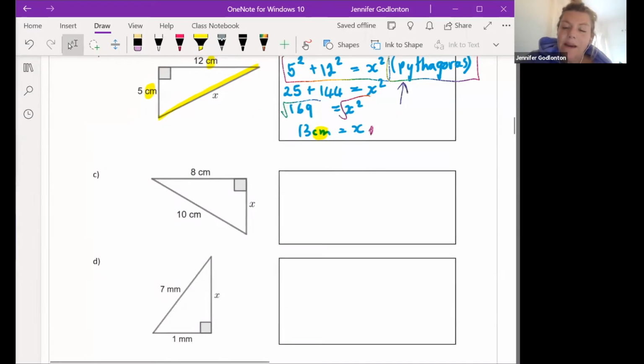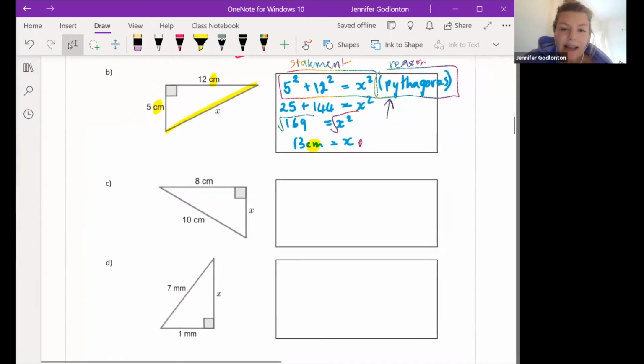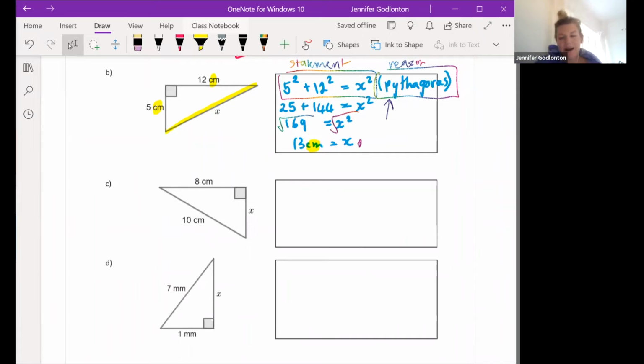Okay. So now these ones are slightly different. And I'd love to know if someone can tell me what makes this one a little bit different to the ones we were just doing. Yes, Nomaza, please tell me what makes this one a bit different. They've already given us our hypotenuse. Yes, good. They've given us our hypotenuse.